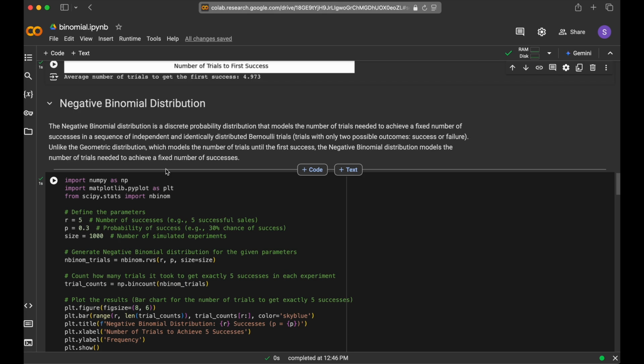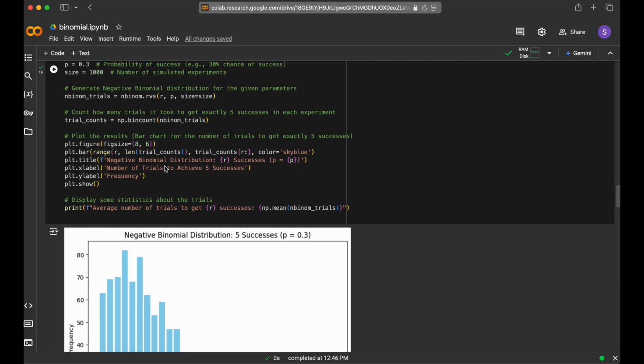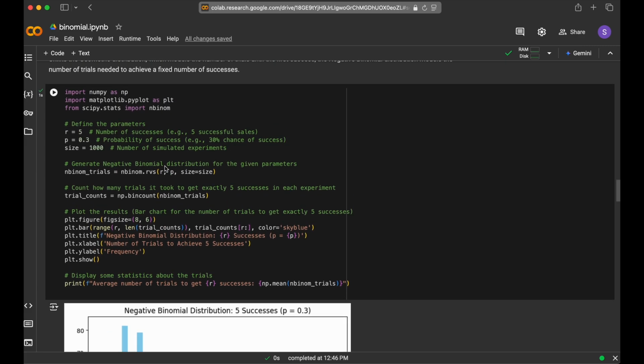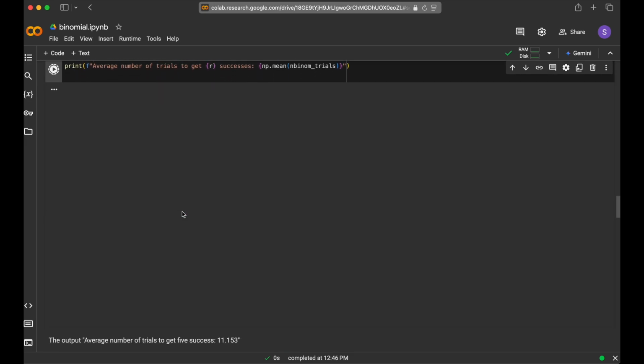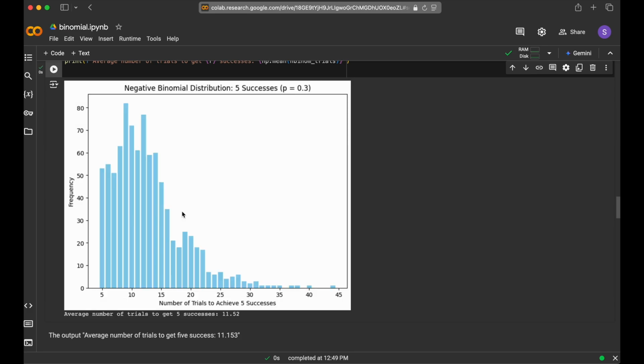If you want to know how many trials it will take to achieve the successes, remember this formula. And this is the example. The two possible outcomes are success or failure. The trials are independent, meaning the outcome of one trial doesn't affect the others, the same scenario as the previous one. You can run this. It's 11.5.